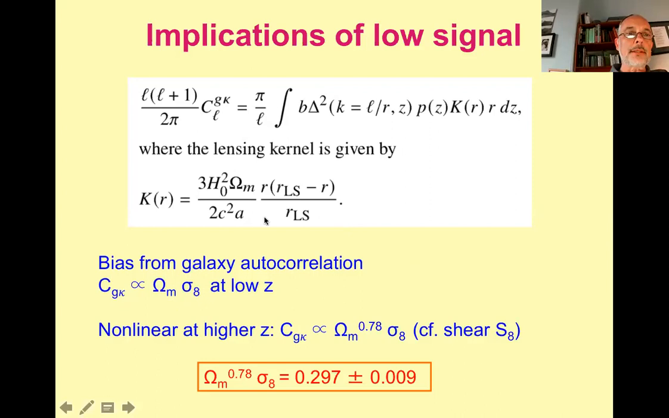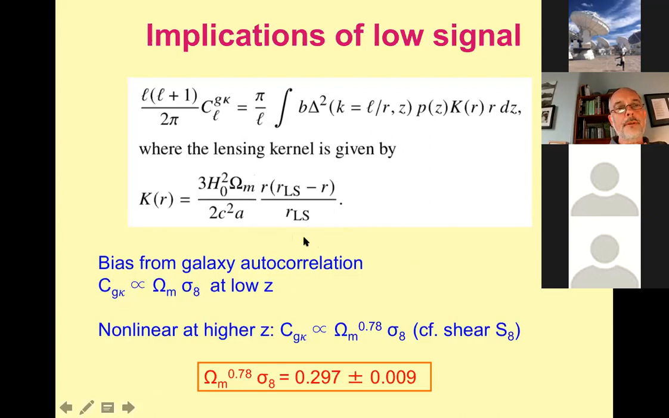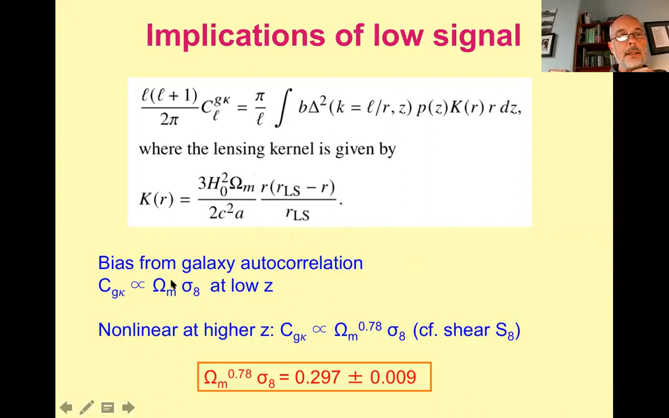Trouble is, as I emphasized, there's this geometrical part inside the kernel, which involves the different distances in cosmology. They also depend on the density parameter. So in fact, when you look at the detail dependence, it's non-linear. It's not linear in the density, it's more like the 0.8 power. So actually, since what we're measuring is effectively the value of this combination relative to the fiducial Planck model, we can get an estimate of omega matter to the 0.78 times sigma 8. And here is our number. So that's a direct cosmological constraint that comes out of this low lensing amplitude relative to Planck.